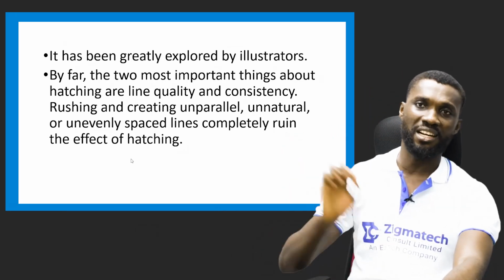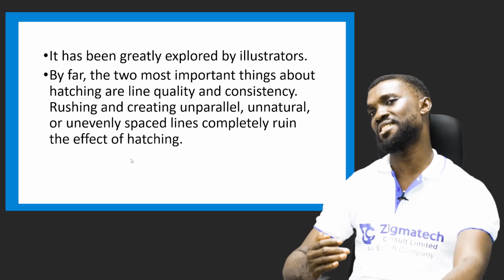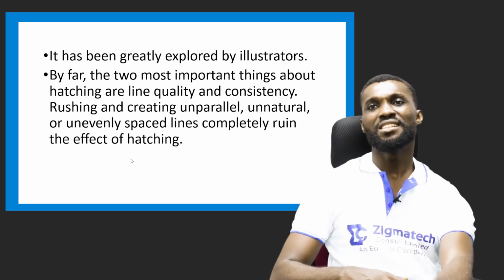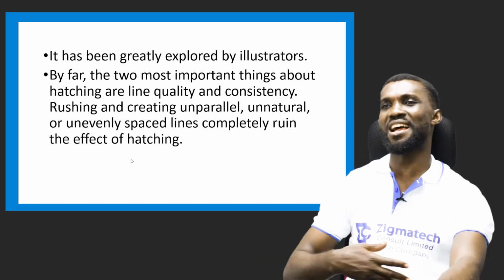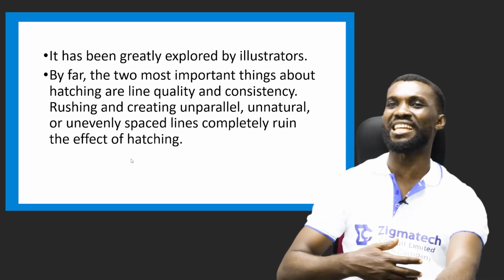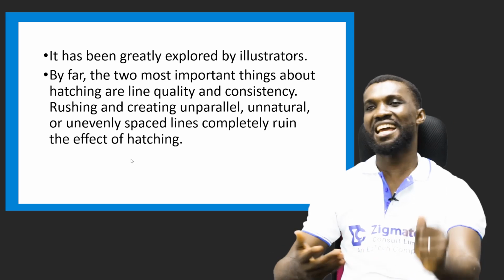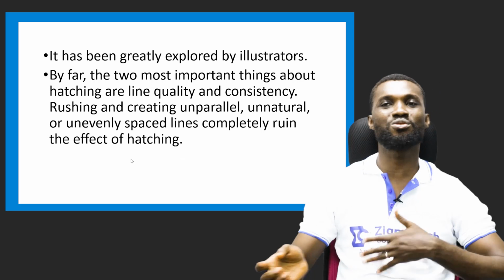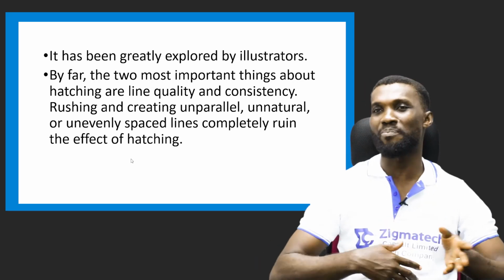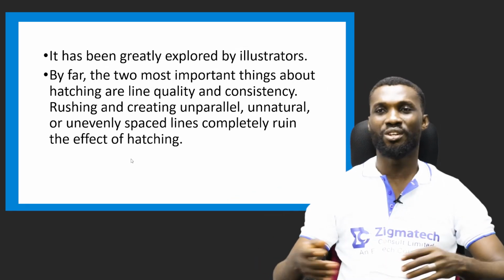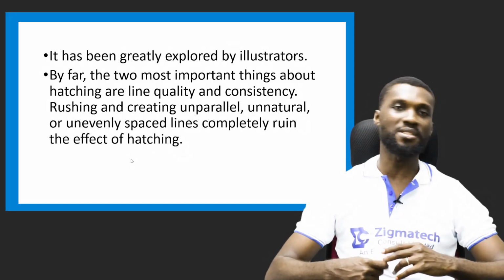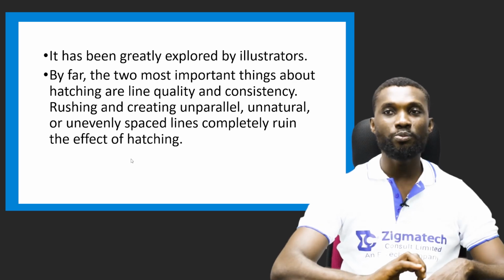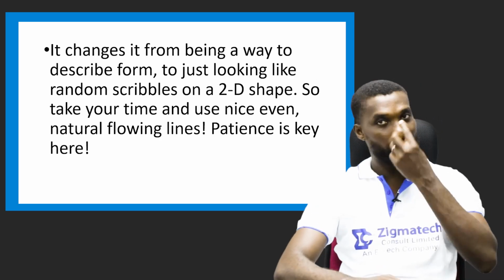Some should go diagonal. You observe all that and then be consistent in doing that. So that's what will help you get towards chiaroscuro level. Now, rushing and creating unparalleled, unnatural, and uneven space lines completely ruins the drawings or the hashing. If you're just carelessly doing anything anyhow, you produce something that is not interesting. So you must be consistent, and the quality of line should be accurate and very, very consistent.